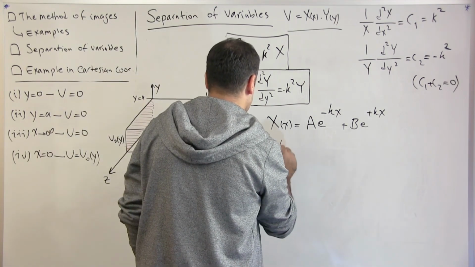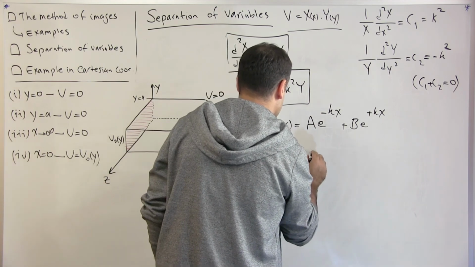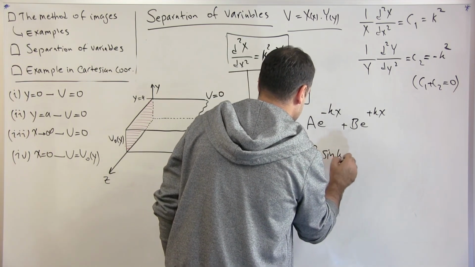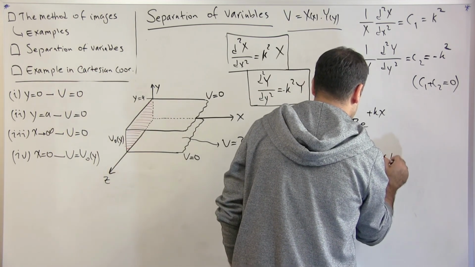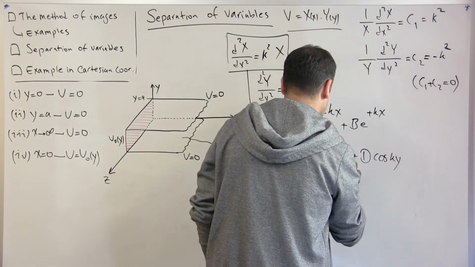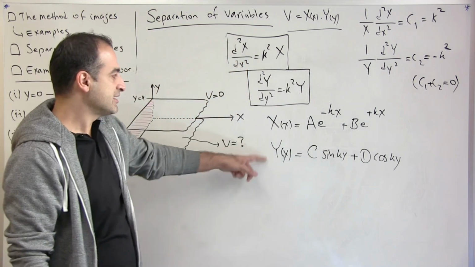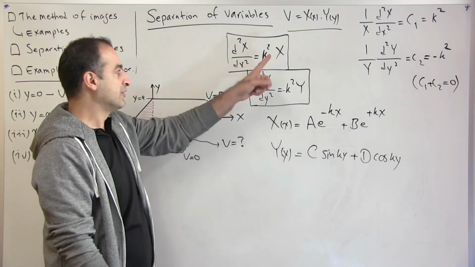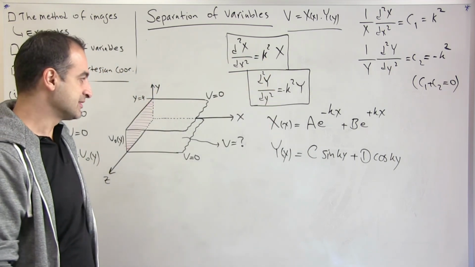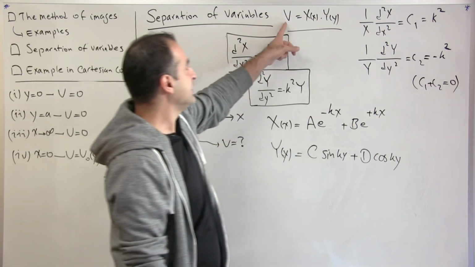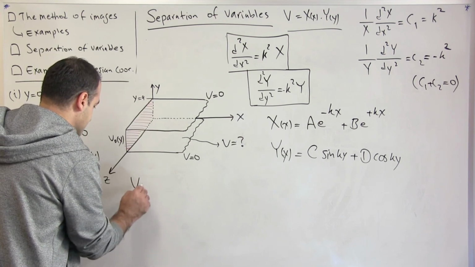Okay, and Y of y is C sine ky plus D cosine ky. These are the general solutions for the x and y differential equations, okay?